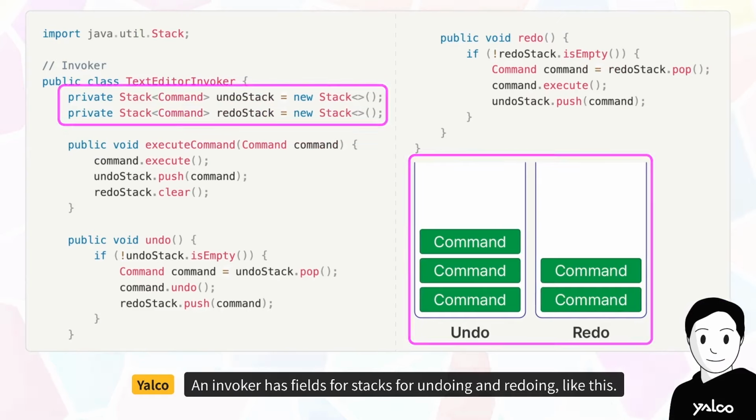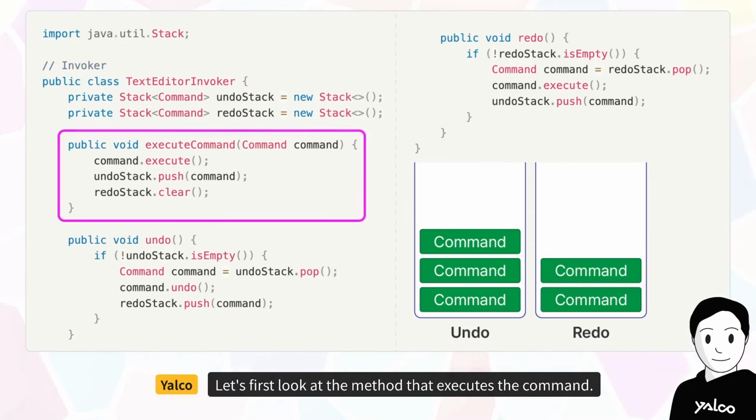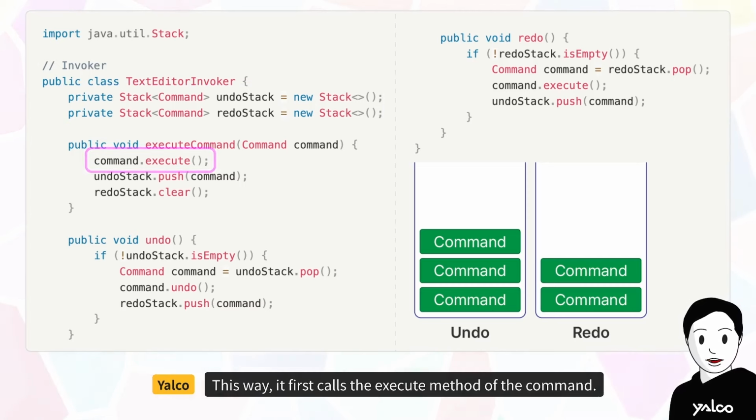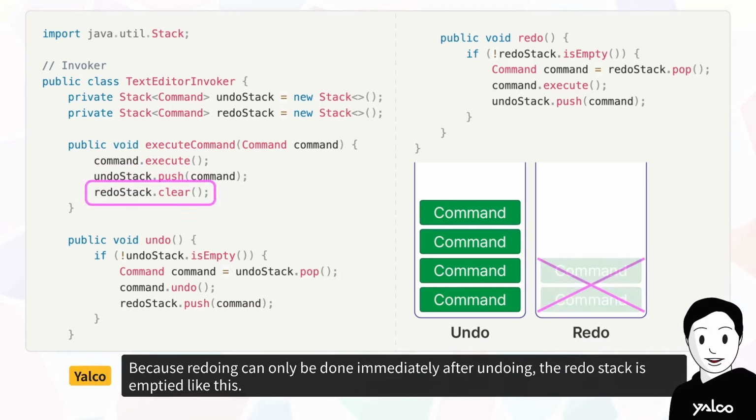An invoker has fields for stacks for undoing and redoing, like this. A stack is a data structure where the last in is the first out. Let's first look at the method that executes the command. This way, it first calls the execute method of the command, and it adds it to the undo stack so it can be undone. Because redoing can only be done immediately after undoing, the redo stack is emptied like this.